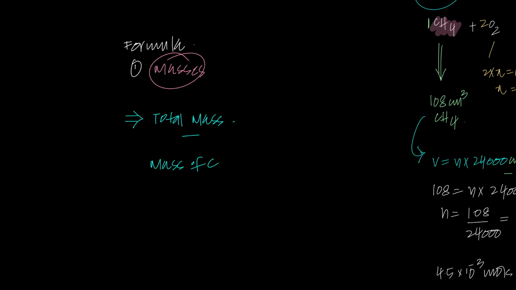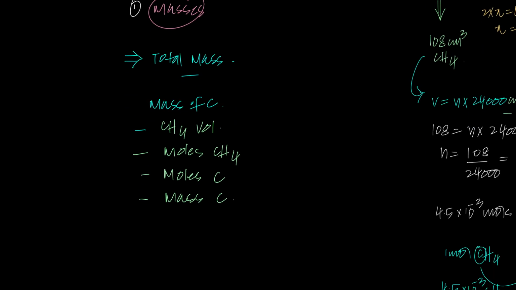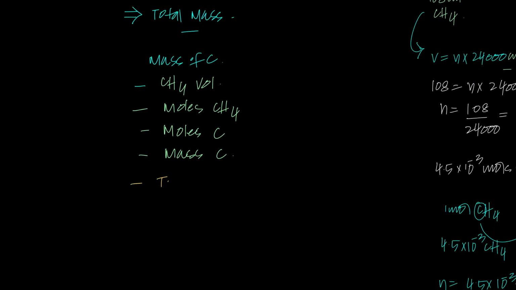How did I figure out the mass of carbon? I figured it out by, number one, converted the volume of carbon dioxide into the volume of methane, then converted the volume of methane into the moles of methane, then converted the moles of methane into the moles of carbon, then I converted the moles of carbon into the mass of carbon. And then once I did that, I subtracted it from the total. Then what did I do? I subtracted the mass of carbon from the total mass to figure out the mass of aluminum. And then I have the mass of carbon and the mass of aluminum.